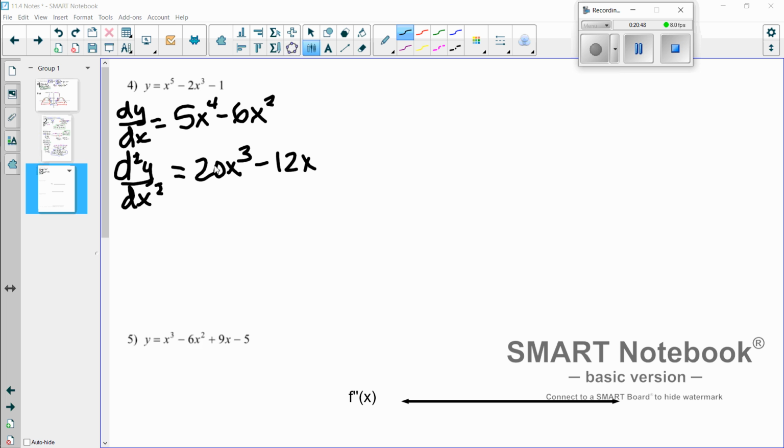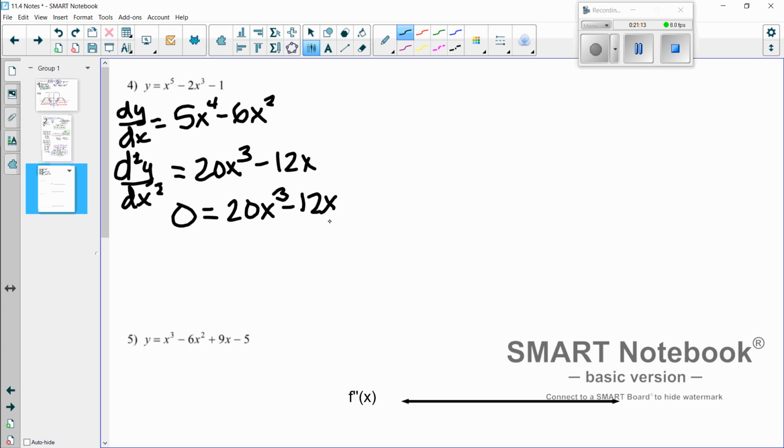Hopefully you got that, so check that out. 20x cubed minus 12x. Okay. So now let's determine our inflection points. Again, we're going to be finding where the second derivative is equal to 0 and where it is undefined. Well, it's not going to be undefined here, so let's just set it equal to 0 now.